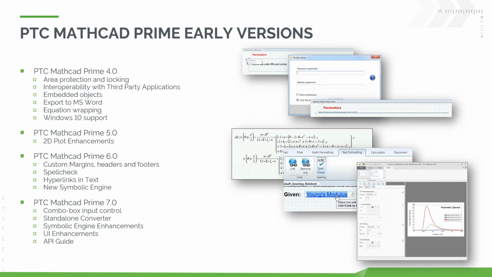More recent versions of Prime have continued that trend with functionality like area protection, equation wrapping, 2D plot enhancements, spell check, and the combo box input control. And there may be functionality on this list that isn't used by some customers, and there may be functionality not in here that customers would like to see.